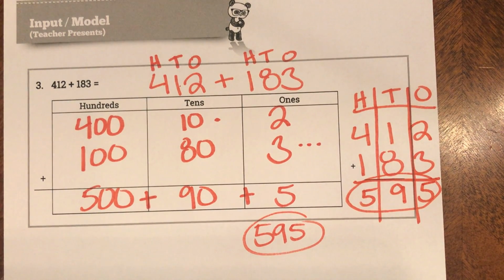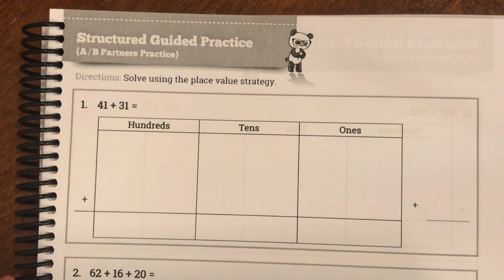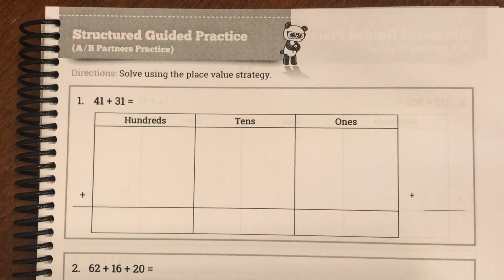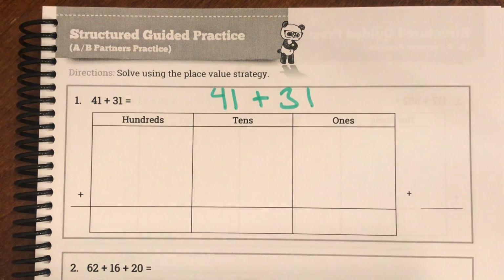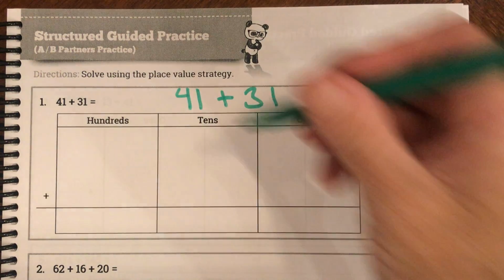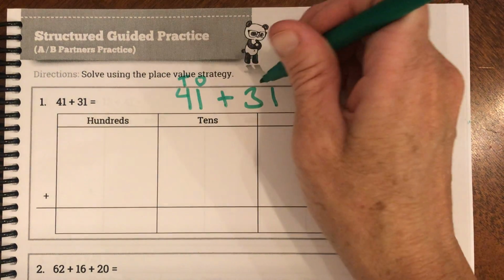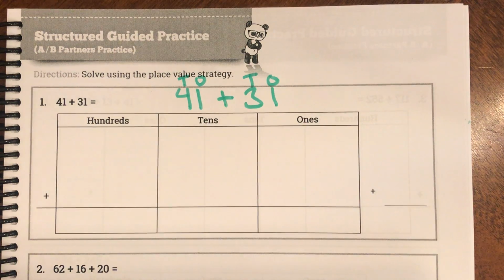Okay, ladies and gentlemen, let's do some of these together. We're on page 166. 166, and here is our first one. It says 41 plus 31. Okay, so let's write our add-ins up here. 41 plus 31. And then let's put our place values on top. So this is the ones, tens. And now let's decompose them and put them on our chart.